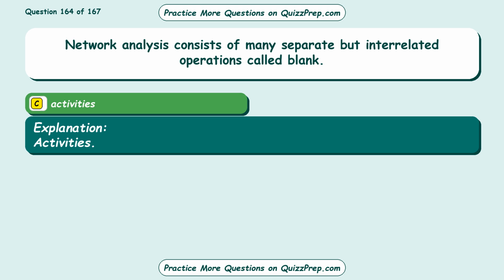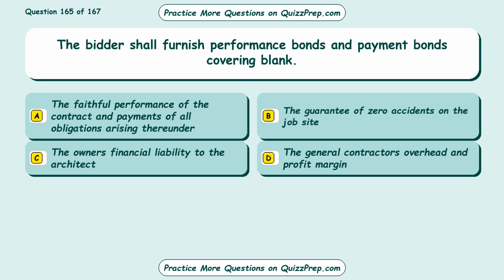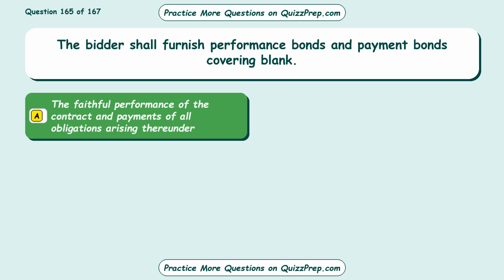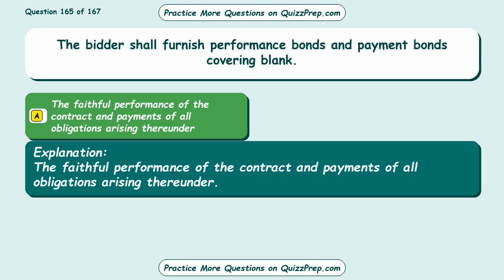Activities. Question 165. The bidder shall furnish performance bonds and payment bonds covering blank. Option A, the faithful performance of the contract and payments of all obligations arising thereunder. Option B, the guarantee of zero accidents on the job site. Option C, the owner's financial liability to the architect. Option D, the general contractor's overhead and profit margin. The correct answer is option A, the faithful performance of the contract and payments of all obligations arising thereunder.